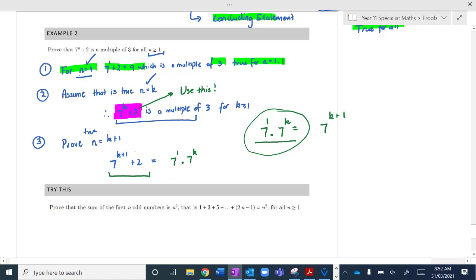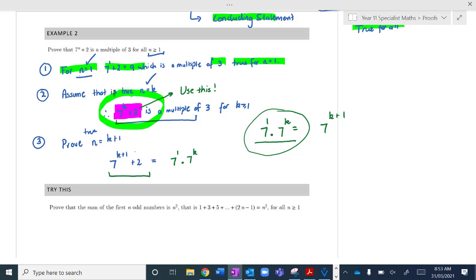We therefore assume that it's true for n equals k. Now, this is the thing. This is why we do this a lot. Sometimes this n equals k, we need to use that later. It'll help us. In the last one, we didn't necessarily need it. But notice that 7 to the k plus 2 is a multiple of 3. We know that because we've assumed it. Okay, we've made that assumption.